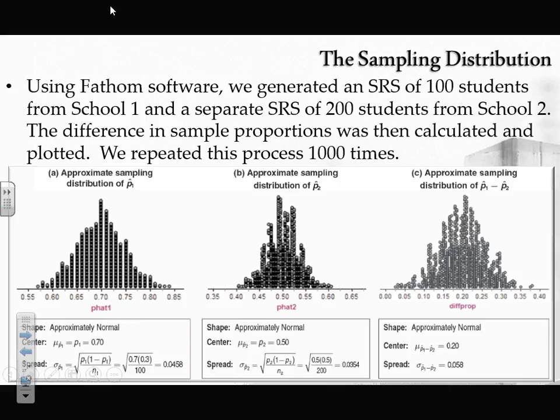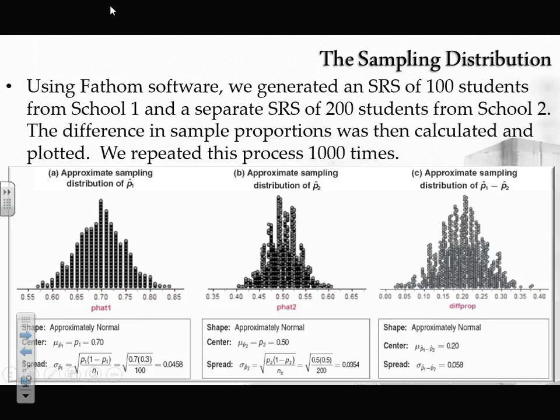As far as the spread, when we calculate standard deviation, that would be P times Q divided by N, all under the square root. Okay, so the standard deviation of this distribution would be 0.7 times its complement 0.3, divided by 100, and then we take the square root of that.